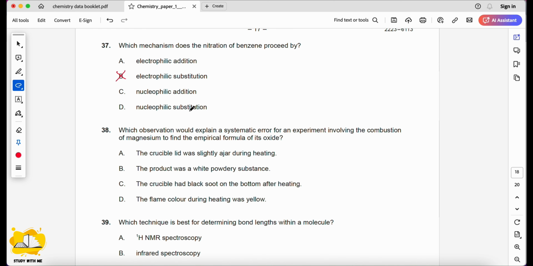substitution. Which observation would explain a systematic error for an experiment involving the combustion of magnesium to find the empirical formula of its oxide? It's definitely that the crucible had black soot on the bottom after heating. A systematic error occurs due to a flaw in the experimental setup or procedure. The presence of black soot on the bottom of the crucible after heating indicates incomplete combustion, which would lead to inaccurate results in determining the empirical formula of the magnesium oxide.